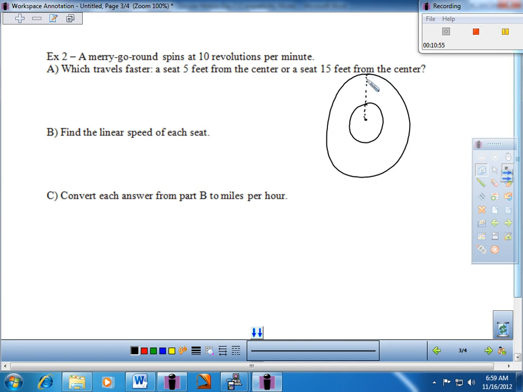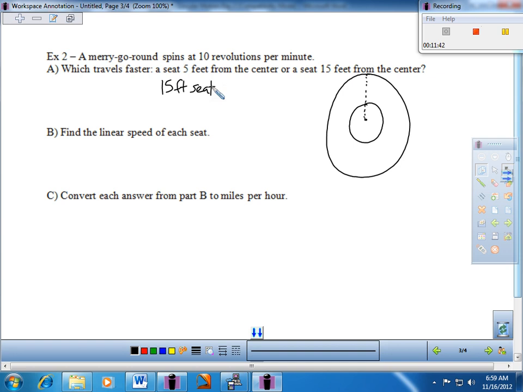And so the question is, in terms of the speed, how fast it's moving around that circular path, is there one that is faster than the other? And if so, which one is it? Well, here's how I would describe it, and certainly if you want to think about it from a slightly different perspective, that's fine. But I would argue that it has to be the 15-foot seat. That is moving faster than the 5-foot seat.